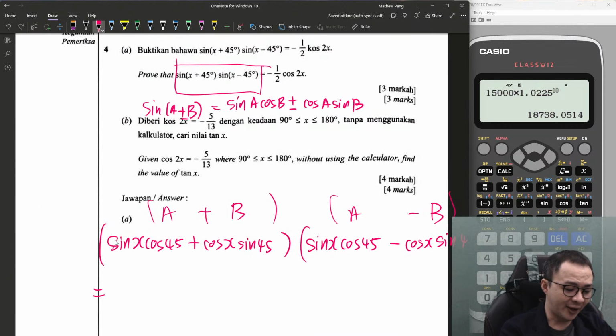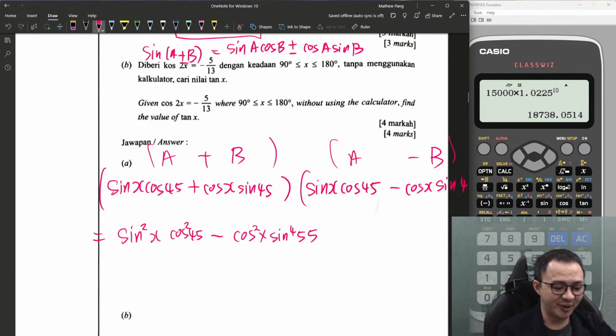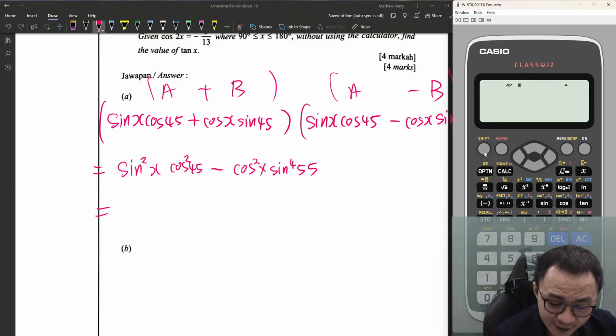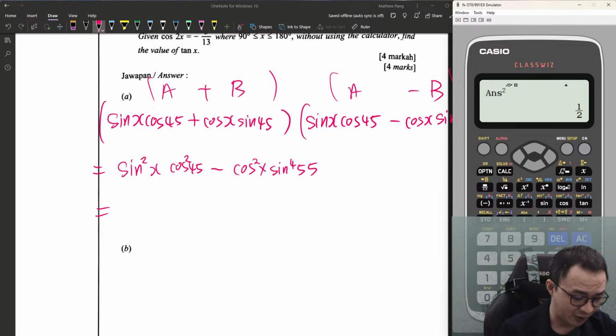So I will get A squared, which is sine square X, and then this is cos 45 square. This one is basically 1 over 2 lah. Plus cos square X sine square 45. Not plus, what am I doing? It's minus, the formula is minus. So sine 45, change the calculator to degree. Yeah, you should be able to get it. So cos 45 square and sine 45 square both are the same answer, 1 over 2, okay?